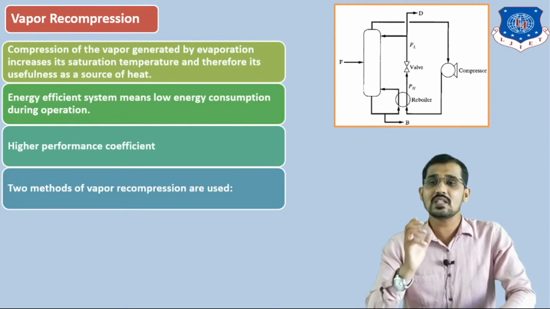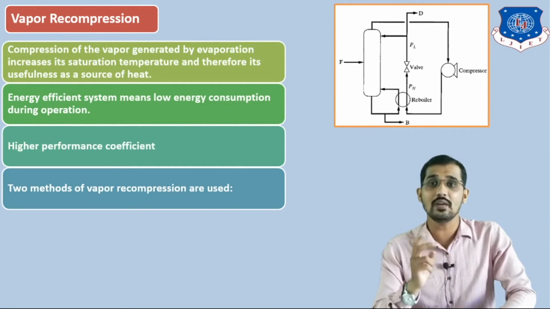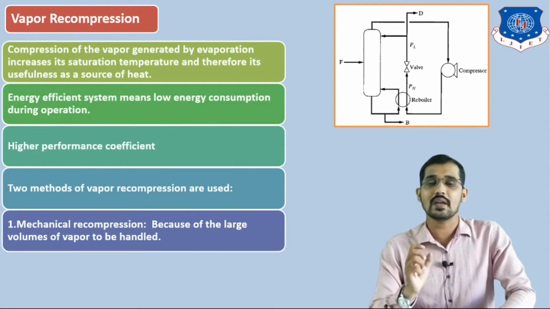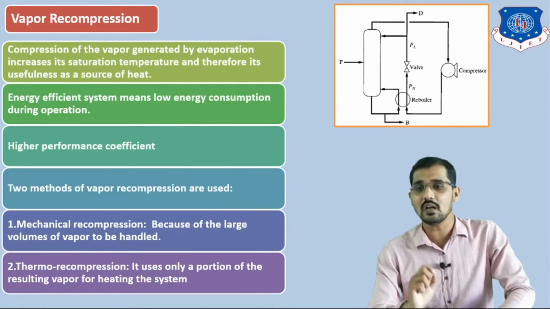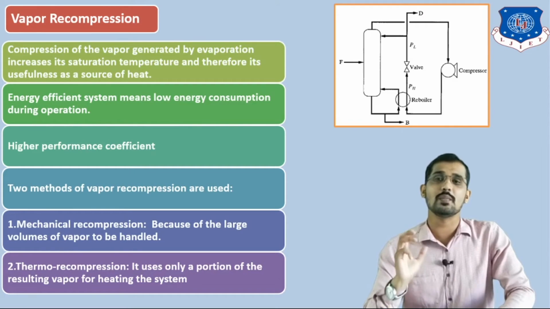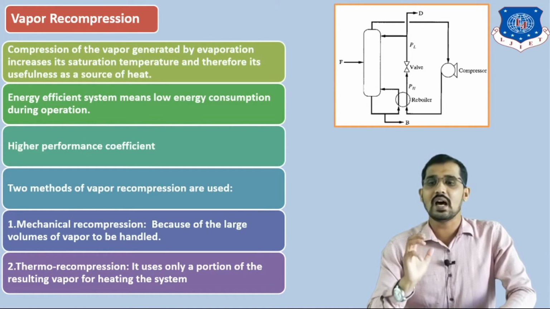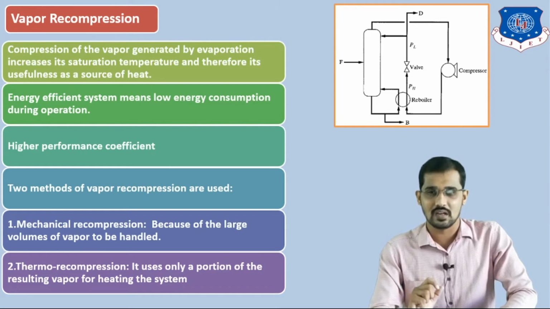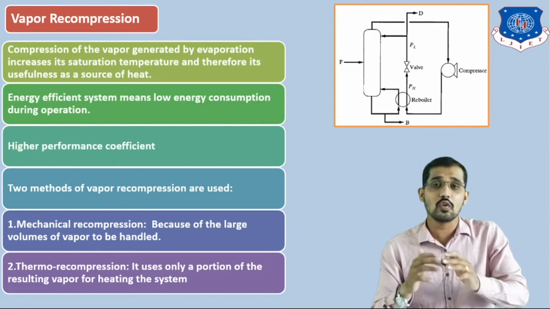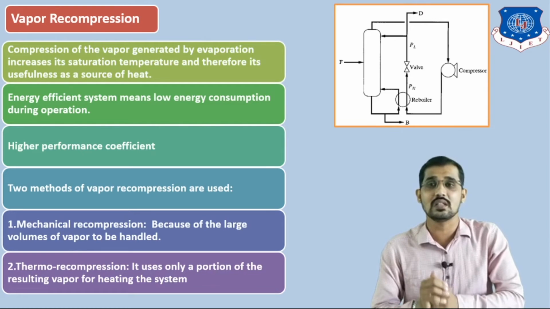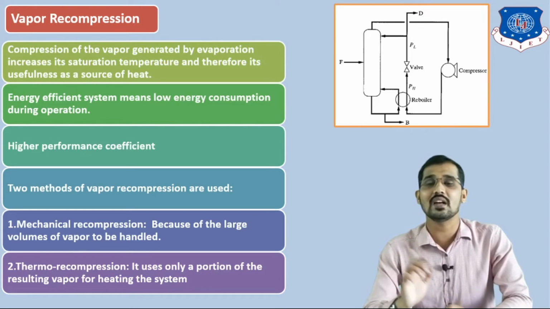After that, the vapor compression system has two types. The first one is mechanical recompression and the second one is thermo-recompression. So what is the meaning of mechanical recompression? You can see in this figure, because of the large volume of vapor to be handled, we are handling a large volume of vapors here. That's why this method is known as mechanical recompression.